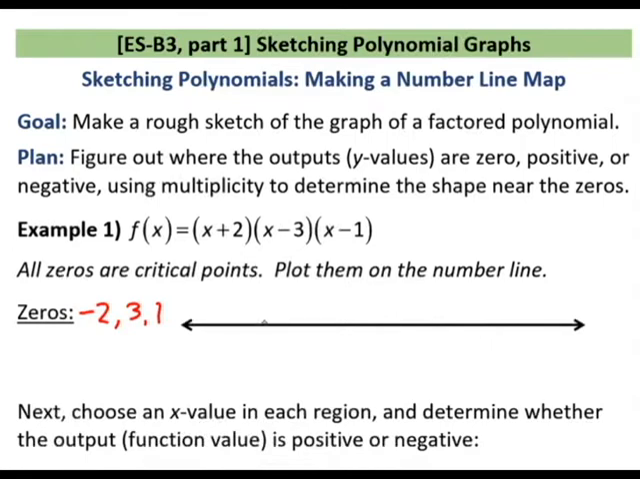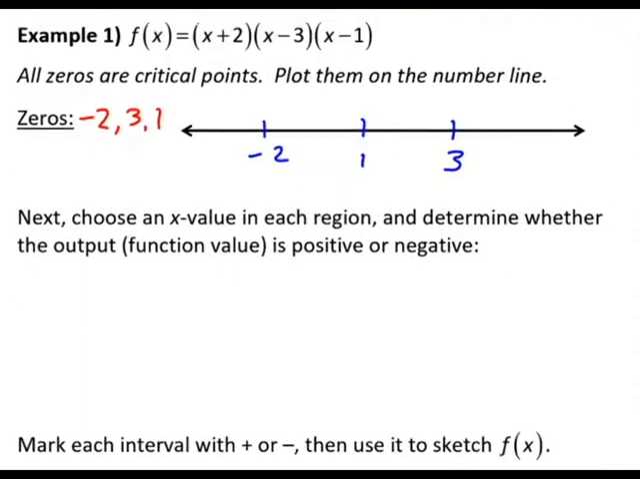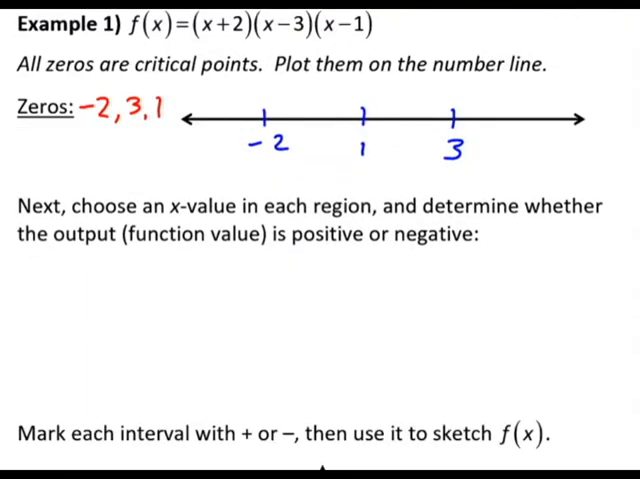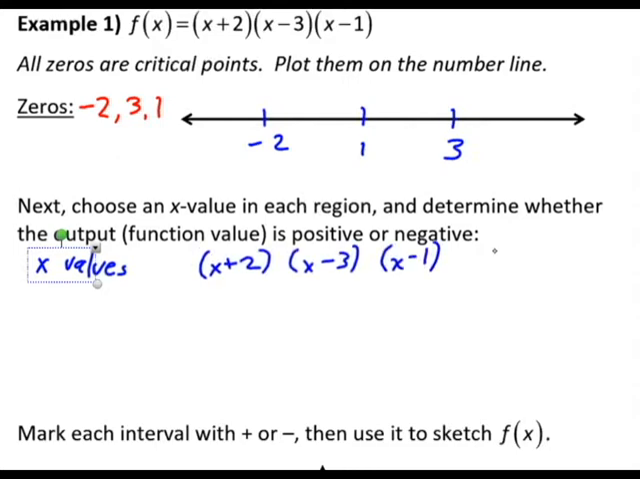We'll plot those on a number line. And then we'll begin testing the intervals to see if they're positive or negative. In other words, are all the y values between x equals negative 2 and x equals 1 positive, or are they negative? To do that, we'll make a table. We'll write the factors of the function, and then our result column is going to be, is the product positive or negative?